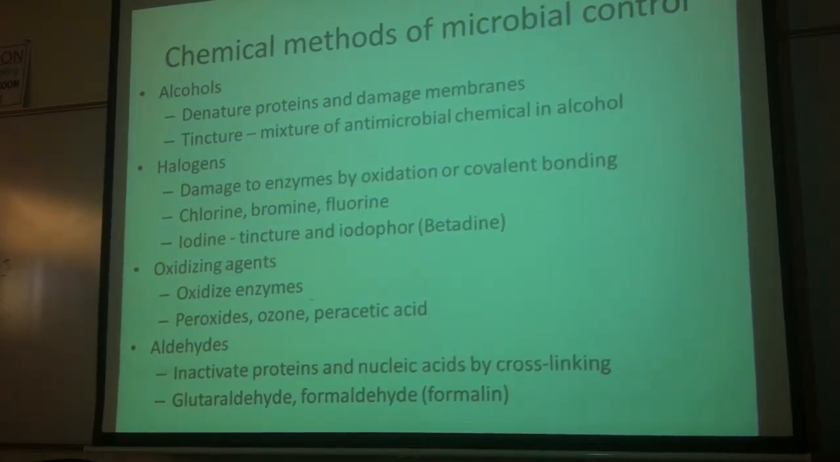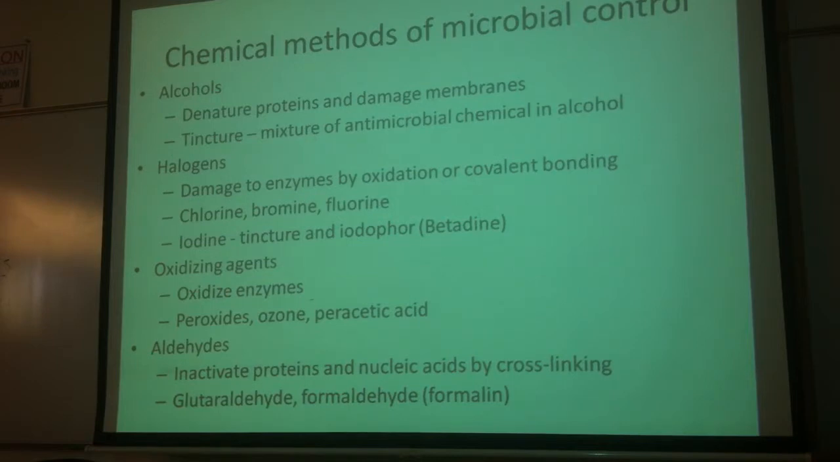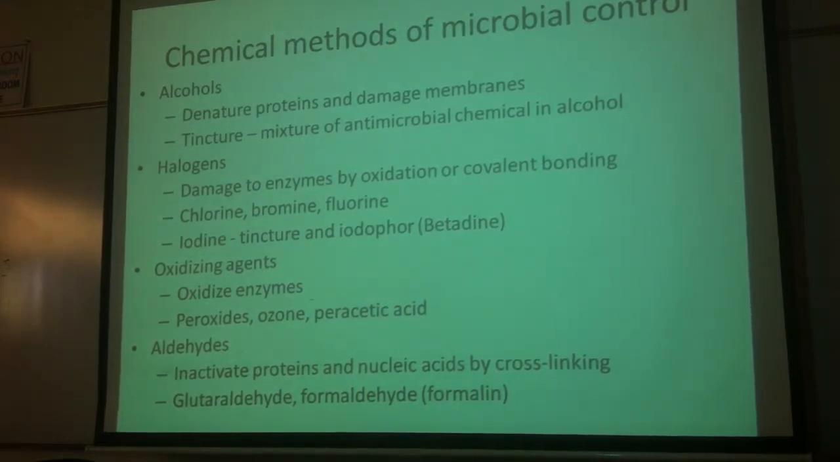And then we have aldehydes. So again, you're trying to inactivate proteins, nucleic acids, this time by cross-linking. So glutaraldehyde, formaldehyde, formalin, these are cross-linking agents. And so you can understand that that would be detrimental to cells. It's useful in science because you can actually cross-link protein to DNA, run them on gel and see what happens. But if your cell's trying to function and the DNA is stuck together or some protein is stuck to the DNA, that kind of inhibits its ability to grow.